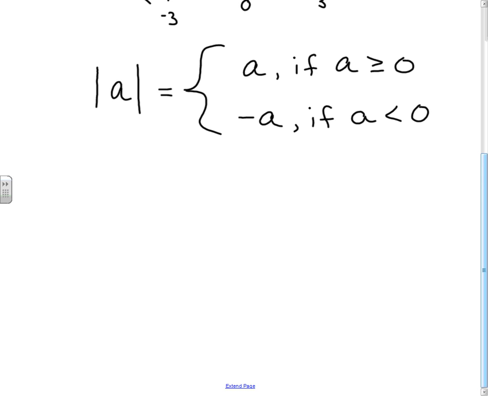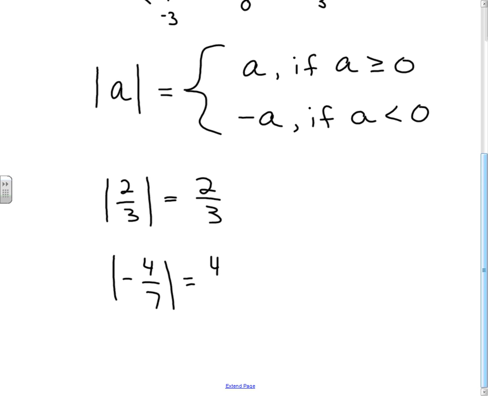When we're using this rule, say we have the absolute value of 2/3. 2/3 is greater than or equal to 0, so the absolute value of 2/3 is 2/3. It's A. Now, if we had to evaluate the absolute value of negative 4/7, negative 4/7 is negative, so it is less than 0. Therefore, it's the opposite of negative 4/7, which is 4/7.